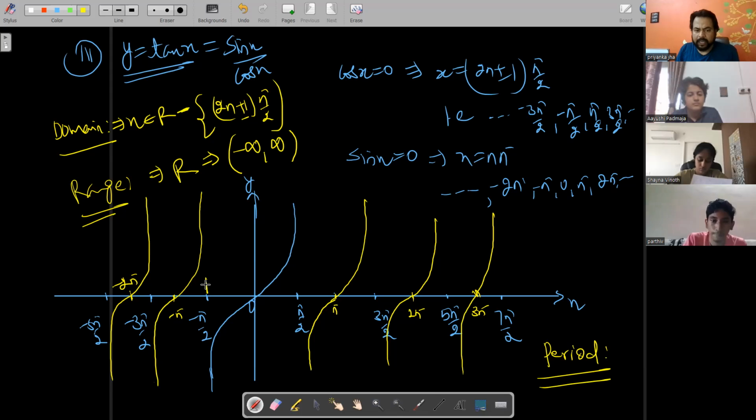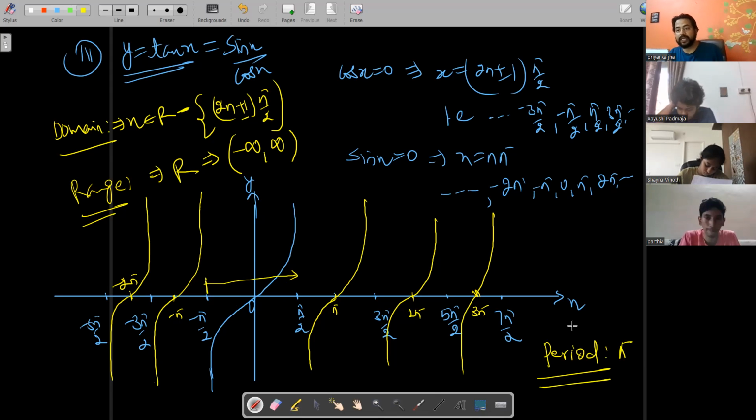Now you can see that from here to here, whatever shape you have, again you have the same shape, again the same shape. So at every interval of pi, the curve repeats itself. From minus pi by 2 to plus pi by 2, the length is pi. So the period of sine and cos is 2 pi, but the period of tan is pi only. Understood, Parthiv? China? Yes, sir.